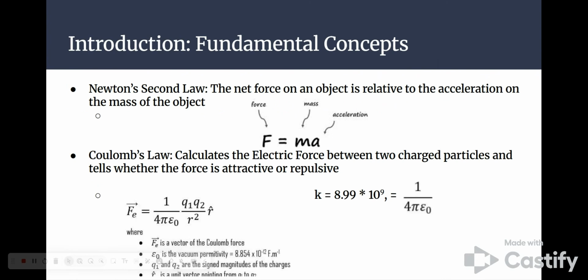We can see that through the electric force being equal to 1 over 4 pi epsilon naught times q1, which is the charge of the first particle, times q2, which is the charge of the second particle, divided by r squared, which is the total distance, times the unit vector. And sometimes k is written as 1 over 4 pi epsilon naught, which equals 8.99 times 10 to the ninth.